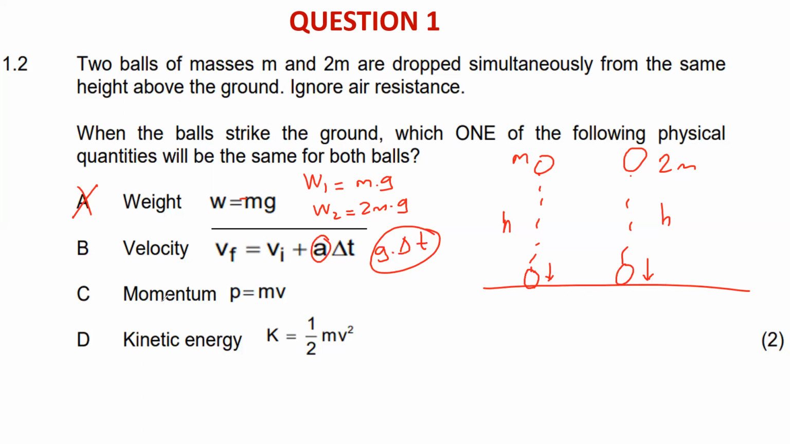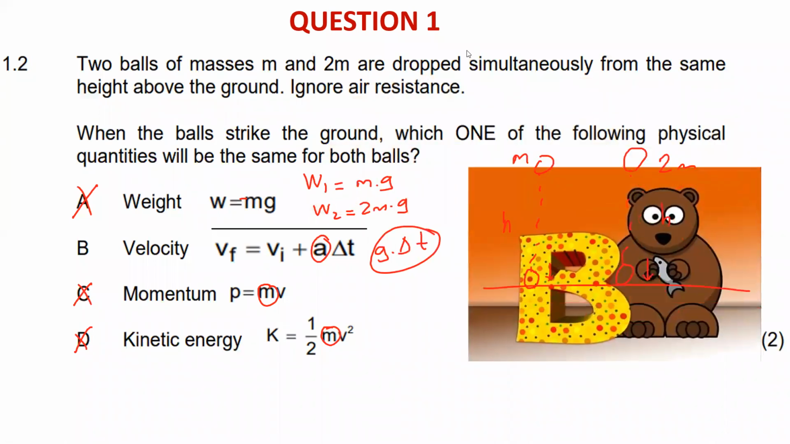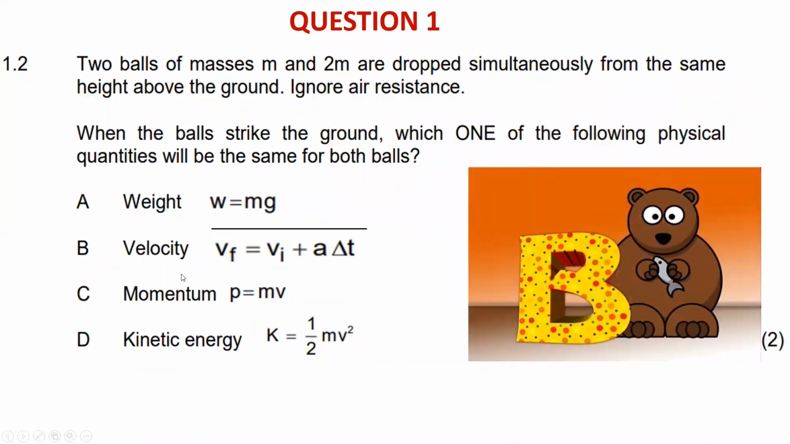Okay, let's carry on. Momentum. Momentum depends on mass. As you see, if you have m, mv. If you have 2m, 2mv. So it is gone. And then kinetic energy also depends on mass, m and 2m. So we get a different answer. Our answer is B. Why? Because to get velocity, you don't need mass. Question 1.2, done. Another 2 marks, done.